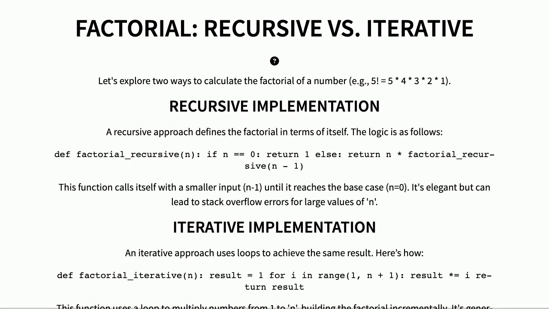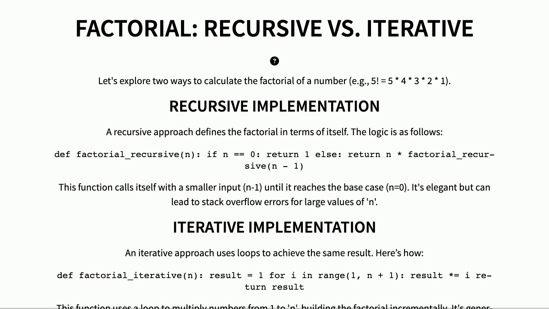Okay, let's talk about calculating factorials, a classic interview question. There are two common ways to do this, recursively and iteratively. Recursion is like defining the problem in terms of itself. It's quite elegant but can run into issues if you try to calculate factorials of very large numbers because it uses up all the computer's memory.